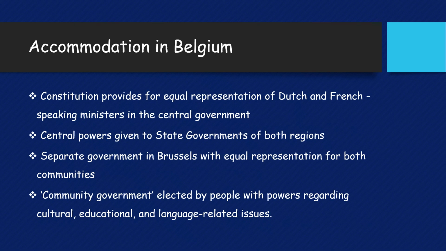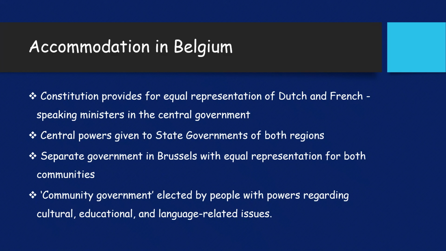Accommodation in Belgium. Children, this is also called the Belgian model. We are going to see that Belgian leaders took a different path. In Belgium also, the constitution was changed many a times. And here, the Belgian government took certain steps so that all the community people are happy and they don't feel alienated. The first step that was taken.